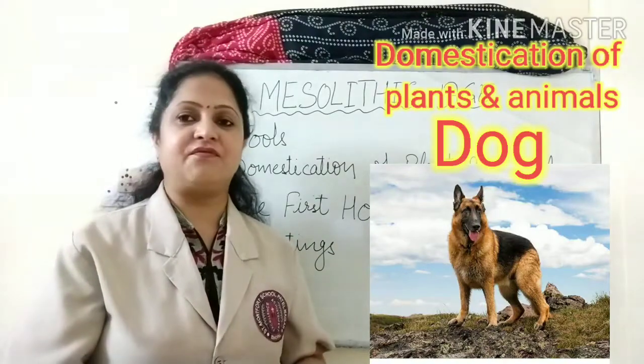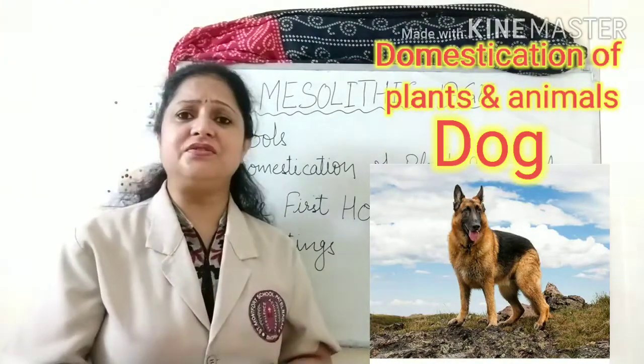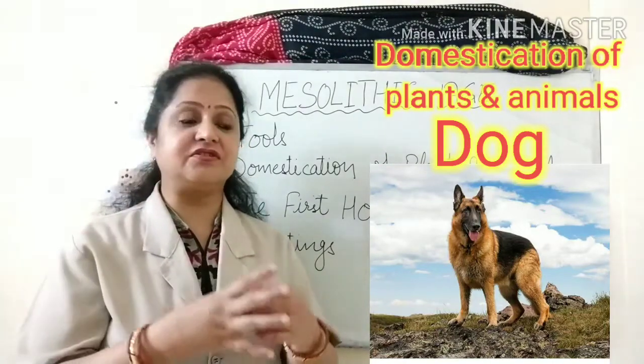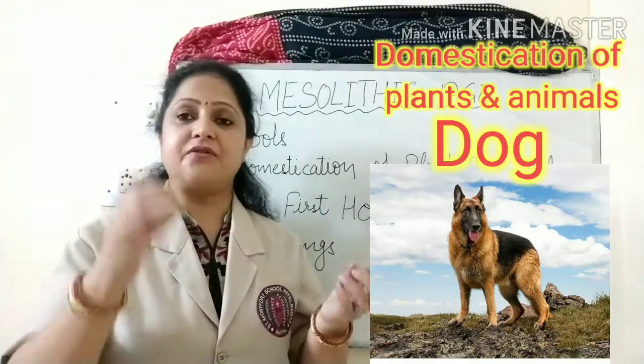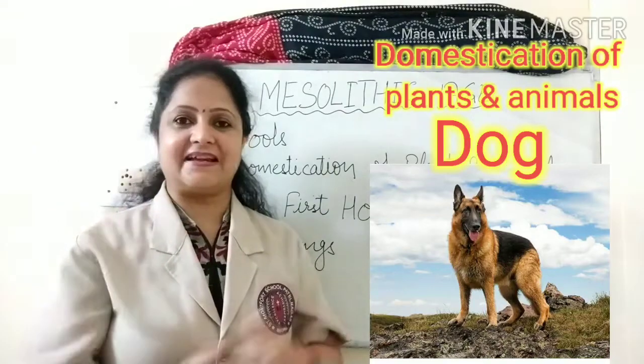The dog was the first animal to be tamed, and the dog was used during hunting, as well as to keep watch on the growing crops and to protect these growing crops from other wild animals.